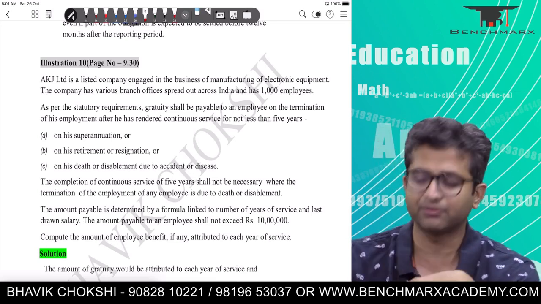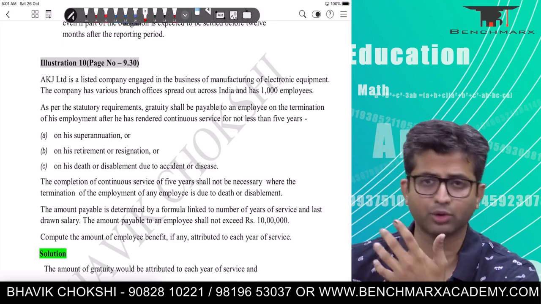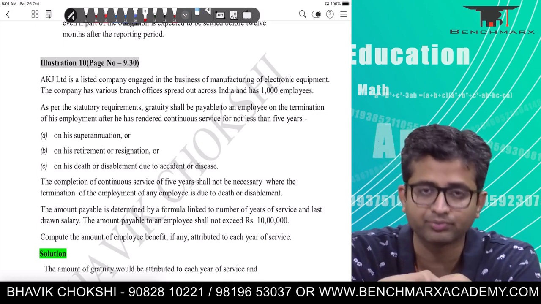So for 10 employees, and out of the remaining 990, you expect, let us say, half of them to complete 5 years. So that is 990 divided by 2. So that comes to, let us say, 495. So 495 plus 10, that is 505 employees. You should do this calculation.